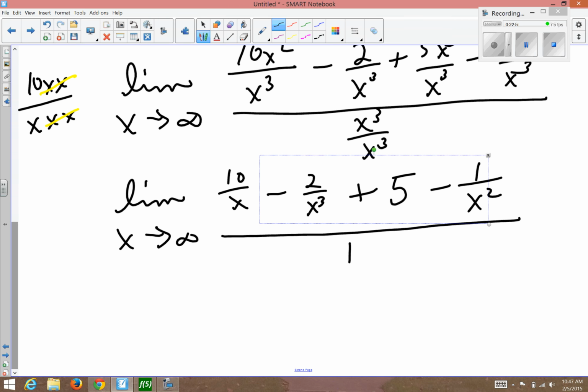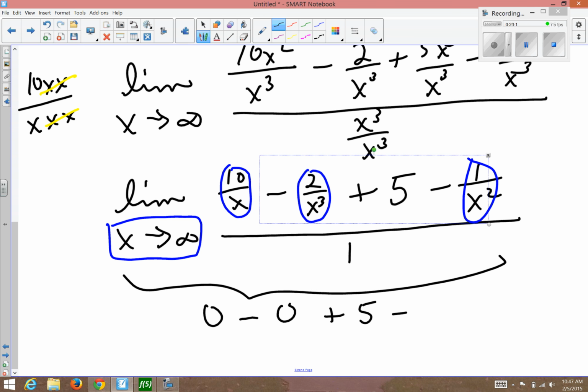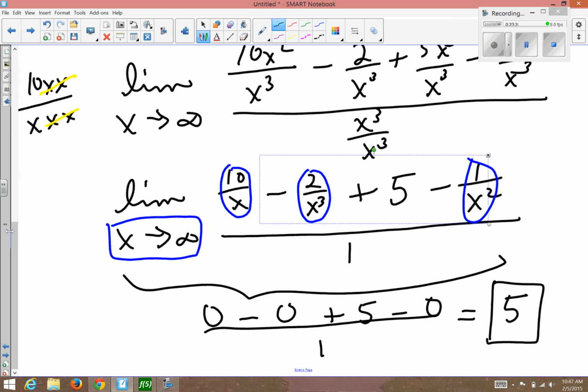Any number over x, or x to any power, becomes 0 when x is approaching infinity. When x is very, very large, like a billion, 10 over x will be 0. Same with 2 over x cubed. Same with 1 over x squared. That means this limit is 0 minus 0 plus 5 minus 0 over 1, which equals 5. And that's the answer to exercise 24. We did not use a calculator.